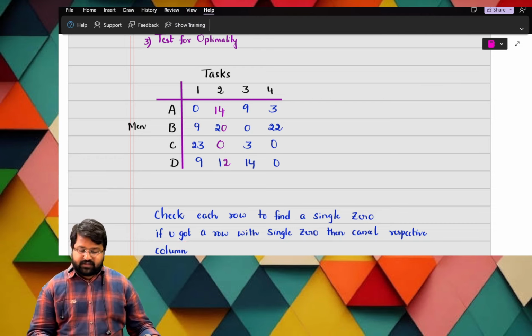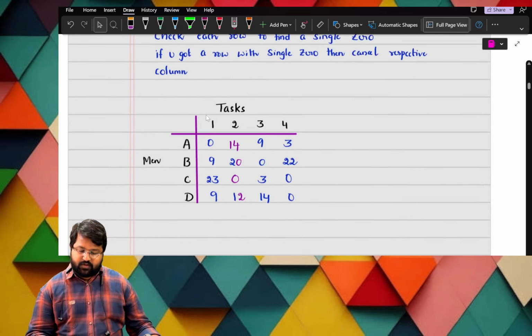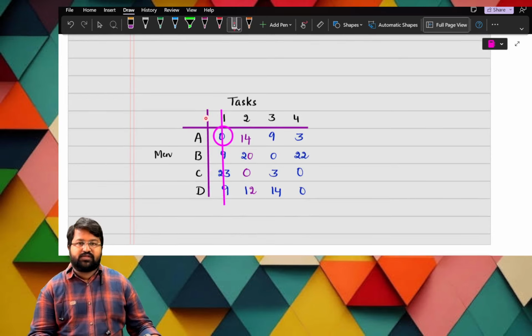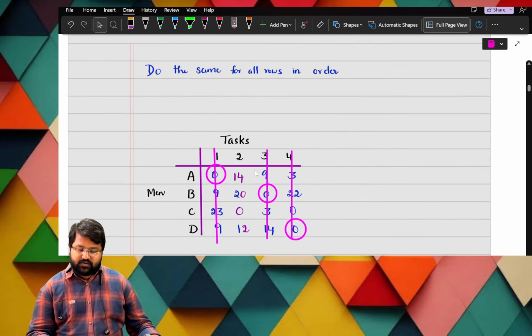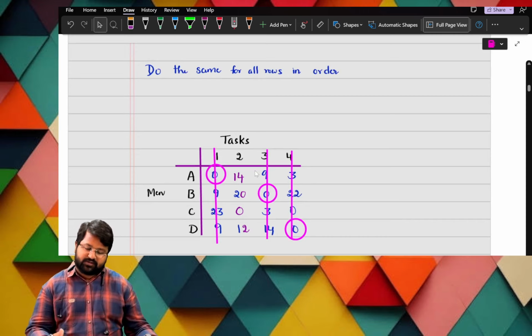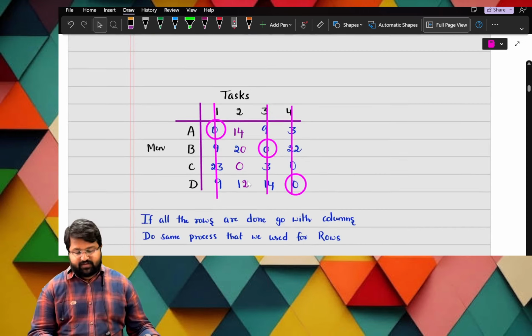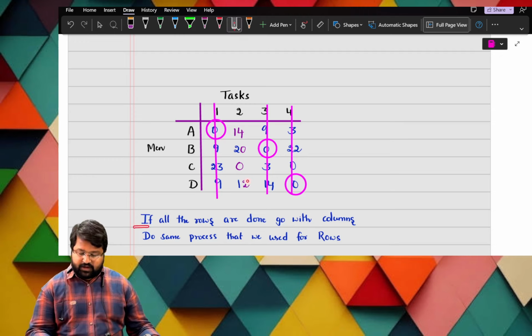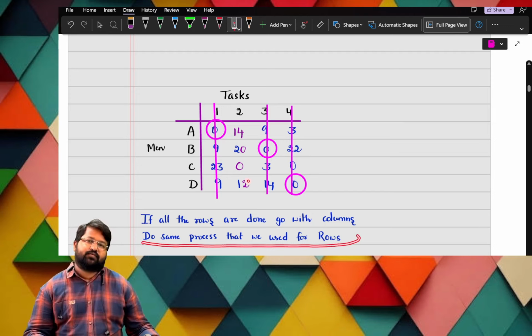See here, this is the matrix I have written. Now I'll check. There is a single zero in the first row, so I cancel it. Next, I have checked all the rows, so these are the things cancelled. Now, if all the rows are done, then I have to do the same process with the columns.